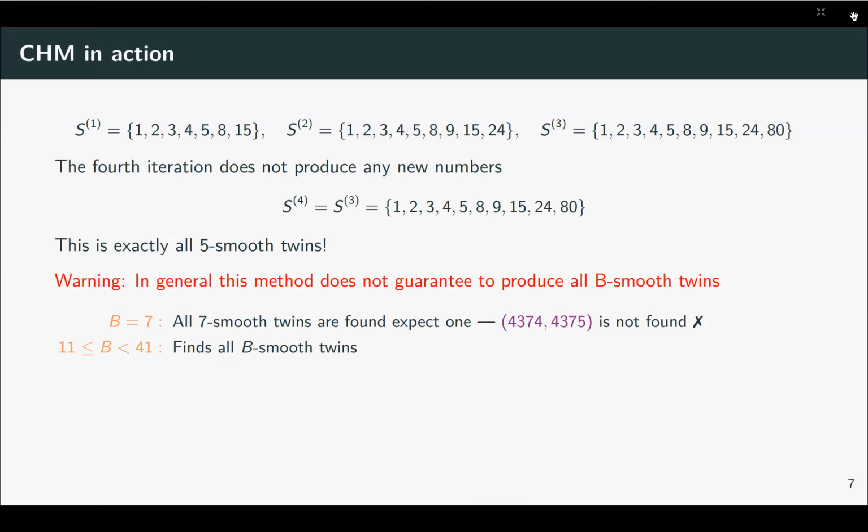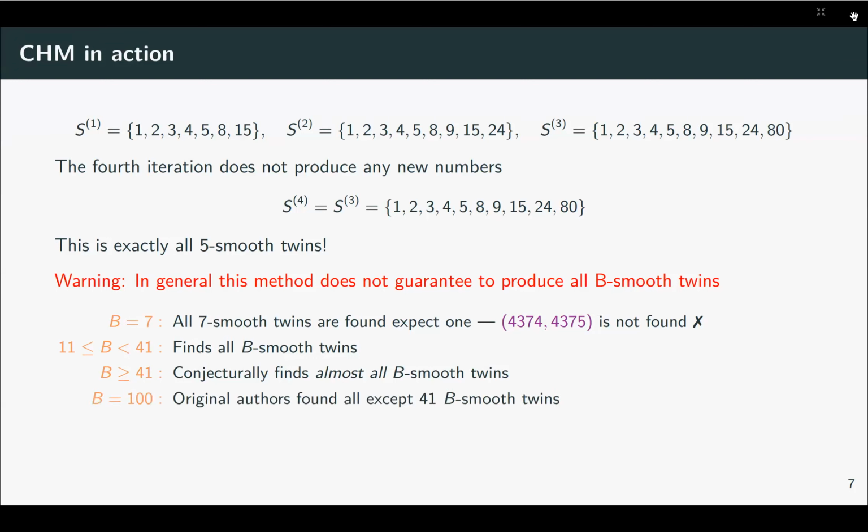Now, this starts to be a bit of an anomaly because for B up to 41 greater than 11, this procedure actually finds all these smooth twins. But for all B greater than 41, at least conjecturally, we find almost all. In particular, the original authors of this algorithm ran this for B equals 100, where at the time we knew exactly how many smooth twins there were, and they found all of them except for 4. They also ran it for B equals 200, finding this number of B-smooth twins, and their computation took about 2 weeks.